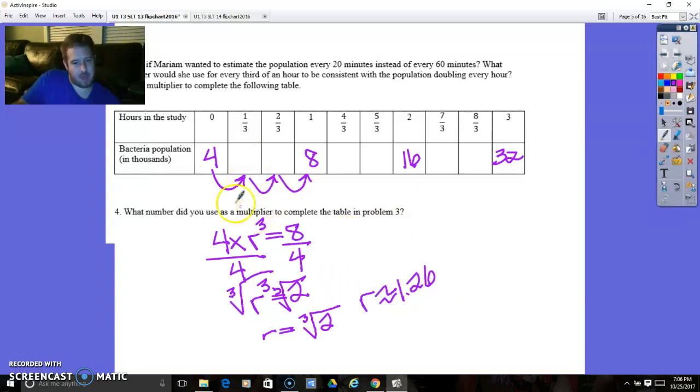Now, if you use that rate and multiply 4 times 1.26 times 1.26 times 1.26, you should get about 8. It might be slightly above 8, because I rounded this number up, but it should be exactly 8 if you use enough significant digits.